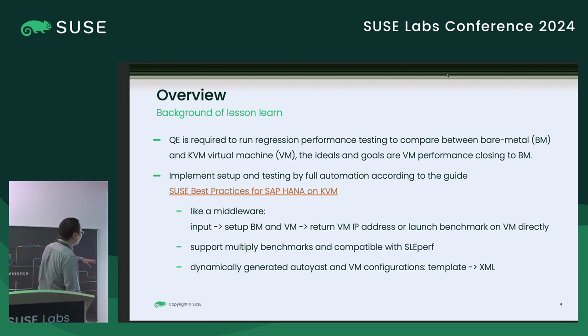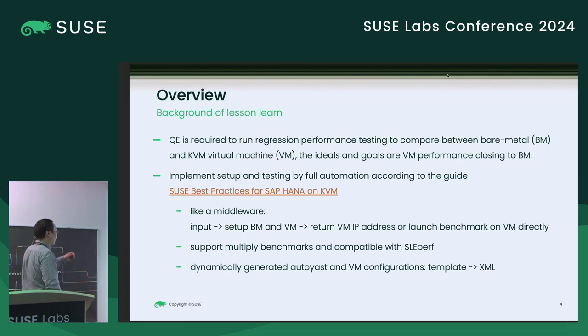Recently, we implemented dynamic generation of the VM configuration because from the lessons learned, we cannot use a static configuration, including AutoYaST and VM configuration. Different systems have different, for example, CPU, NUMA, and AutoYaST configuration, so we just create a template. The automation, based on the input, converts the template to XML, so that the AutoYaST and VM configuration can work with specific hardware and specific requirements.